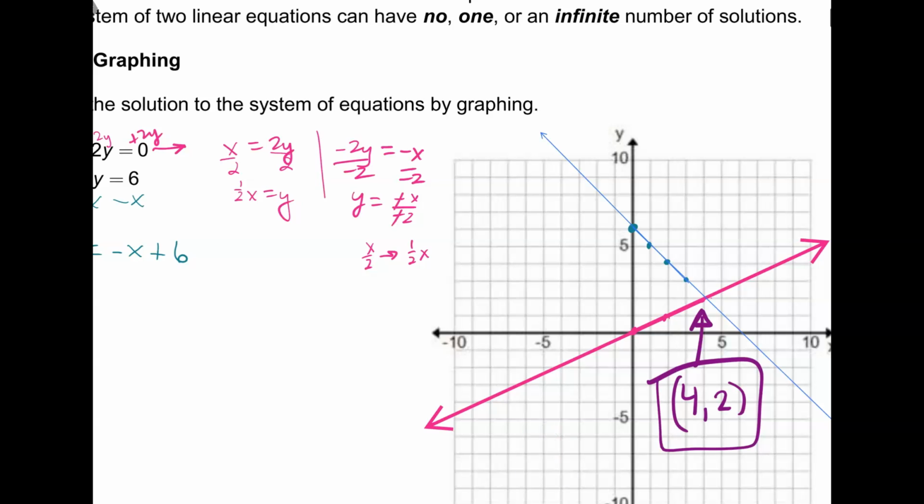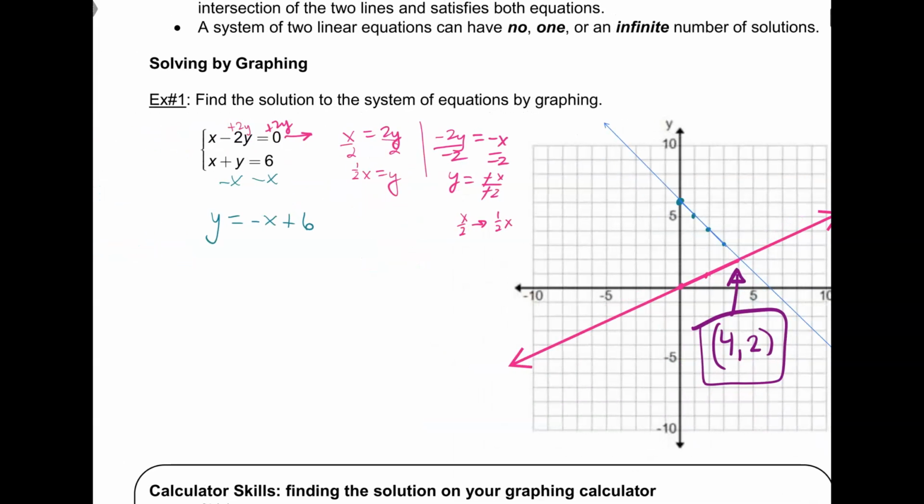The solution is where they overlap. So 1, 2, 3, 4, up 2. Yeah, so over 4, up 2. That's the solution. You just solved your first system of equations. If I plug in 4 for x and 2 for y, both equations would be true.